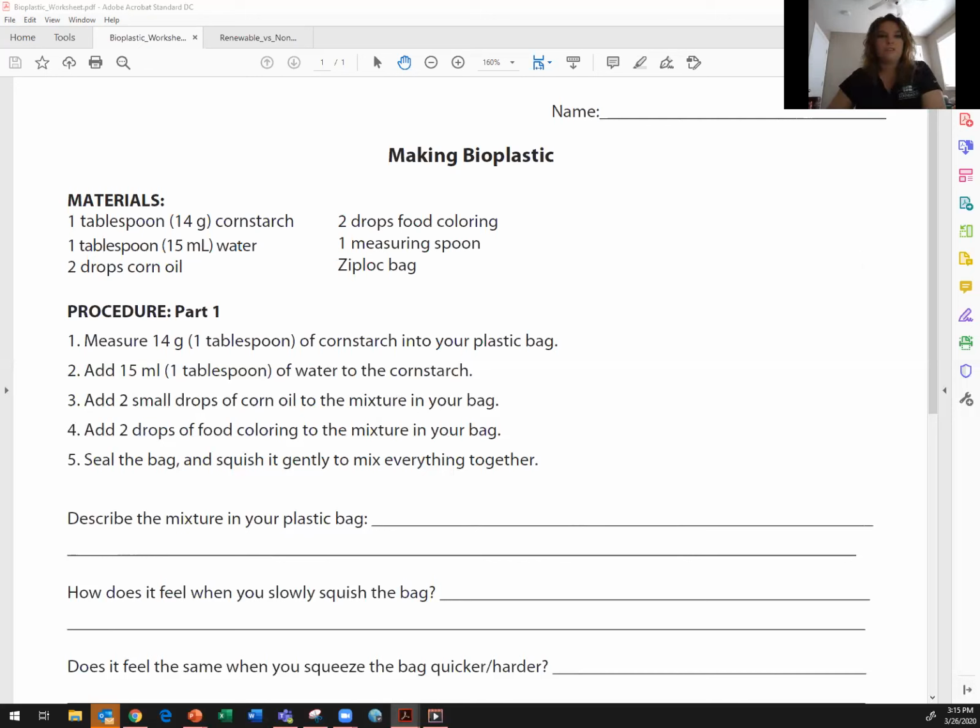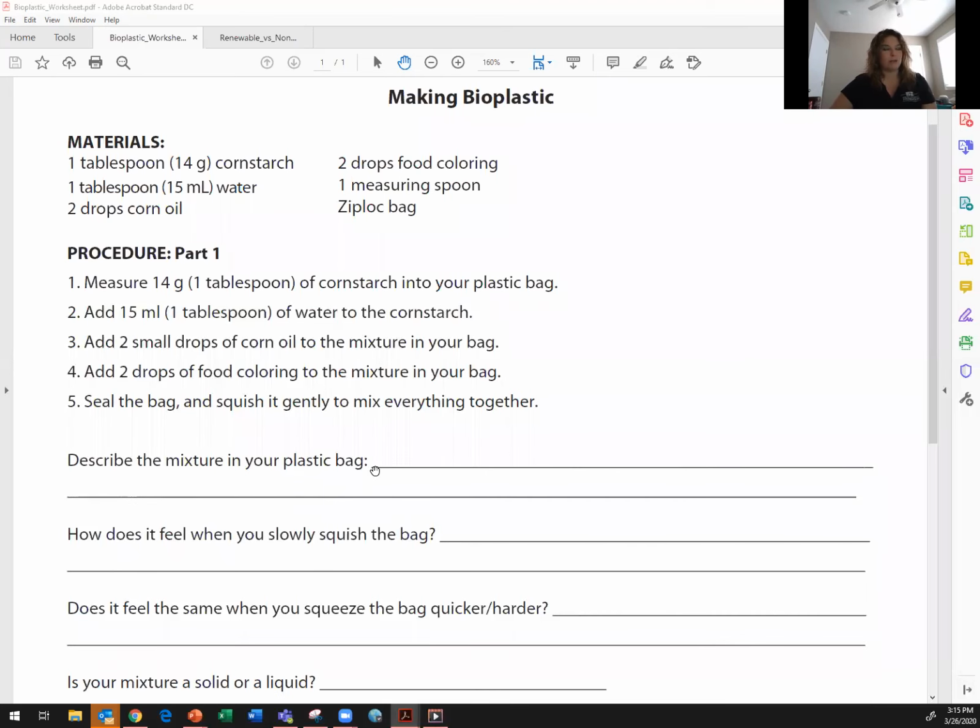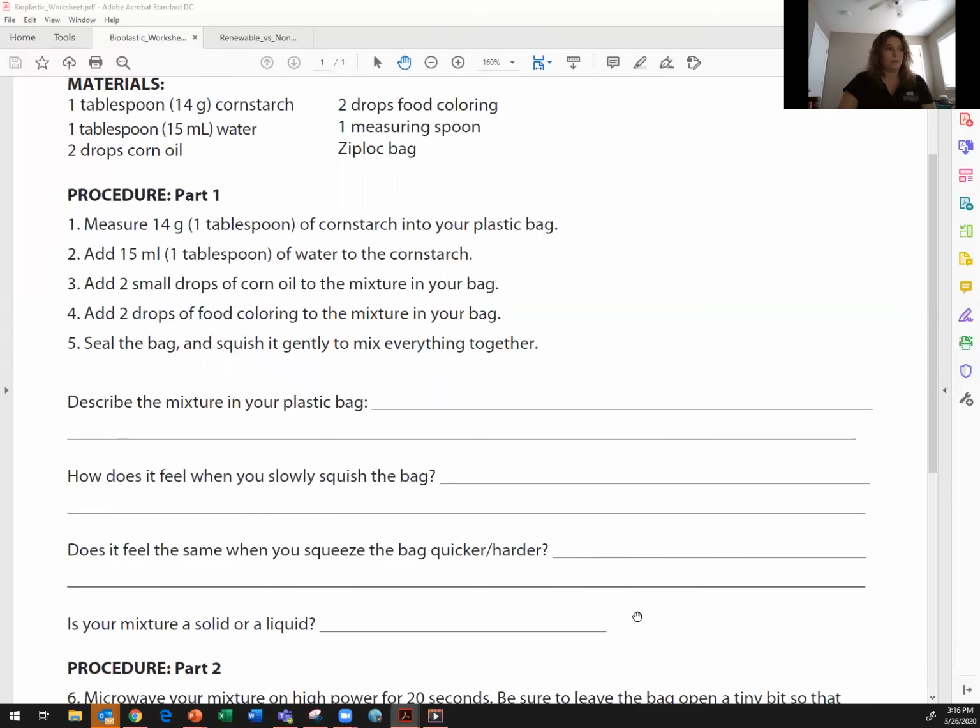And I want you to look back at your bioplastic sheet and answer the questions below. So describe the mixture in your plastic bag. How does it feel when you slowly squish the bag? How does it feel when you squeeze the bag quickly? Is your mixture a solid or a liquid? Once you have answered those questions, we will be ready for part 2. So take a minute, pause the video, answer those questions, and press play when you're ready to resume.